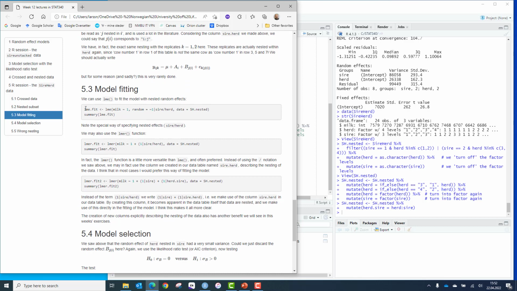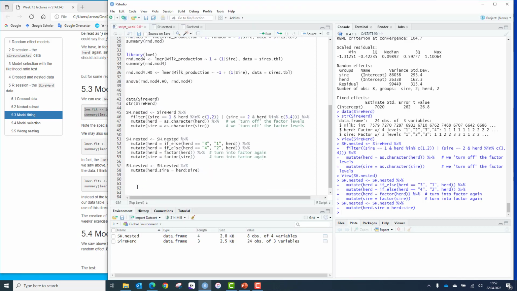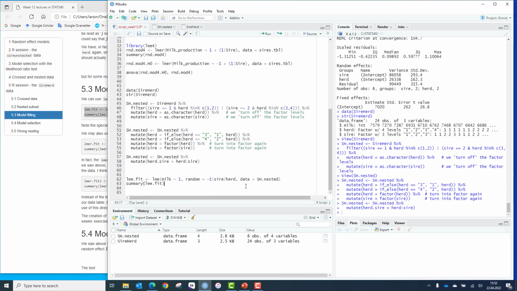Let's do the model fitting. First of all, using lme as before. How do we fit data if they are nested? That's what we are looking at. So now we look at this nested subset, and we want to fit the model in this case. So we use lme with milk as response. That's no difference, one intercept. And here's the random effect. And notice this notation here.